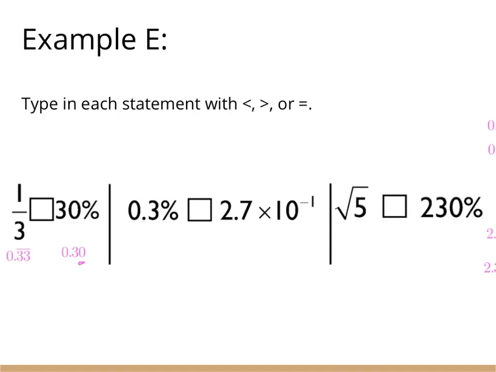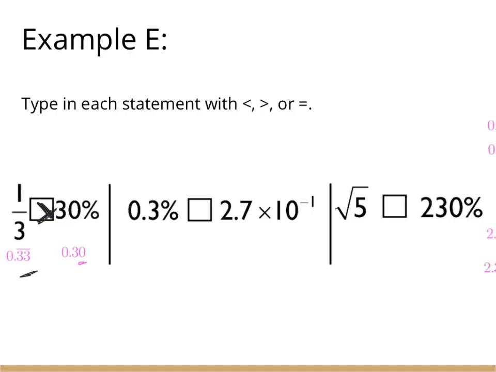But my second number here is 3, and my second number over here is a 0. So the 3 is going to be greater than the 0. So I'm going to go ahead and put in my greater than symbol here. There we go. Draw that in. 1/3 is greater than 30%. Let's take a look at my next problem.